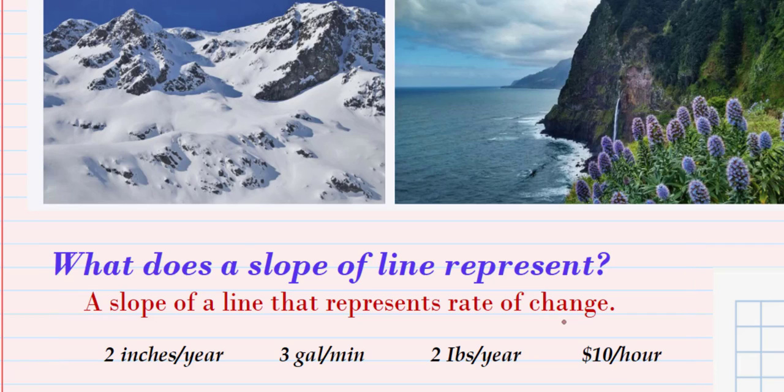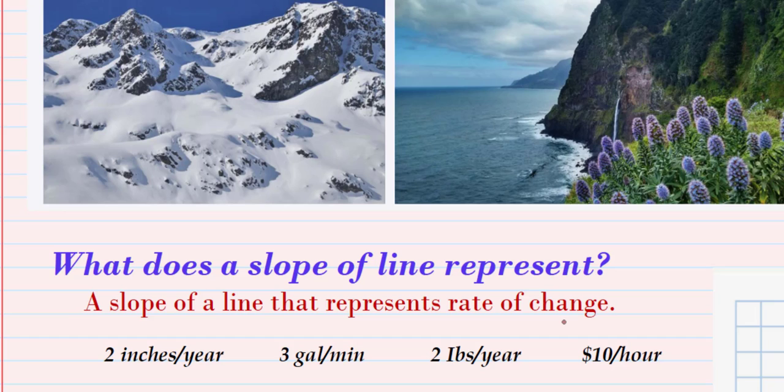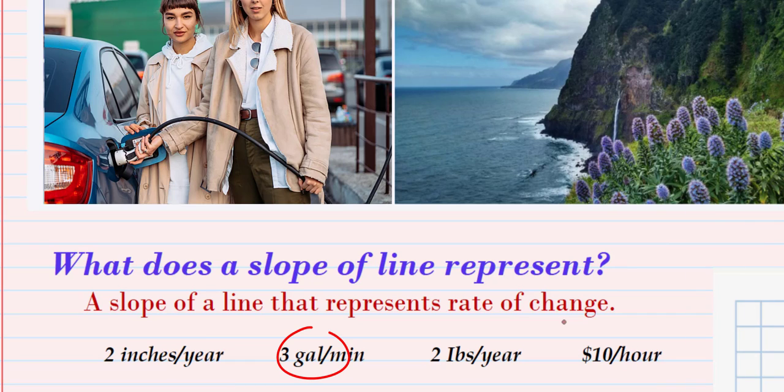Let's say a tree grows 2 inches per year. That is a slope of a line. That is an example of a slope because it's a rate of change over time, meaning the tree is growing 2 inches every year. Let's say you go to a gas station and you're pumping gas at 3 gallons per minute. That's also an example of a rate of change because every minute you have 3 more gallons of gas in your tank.